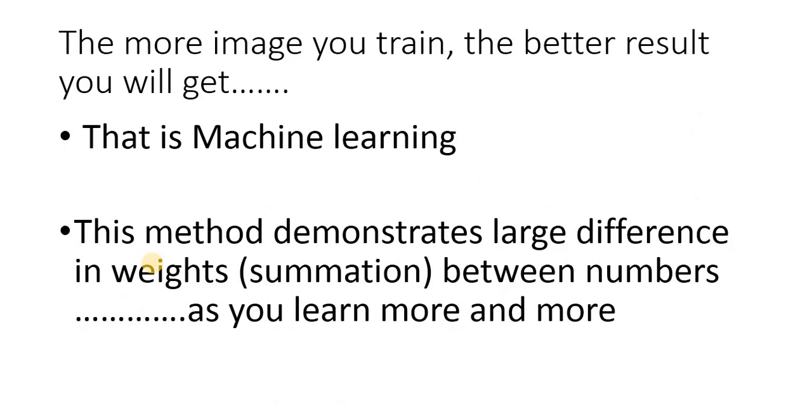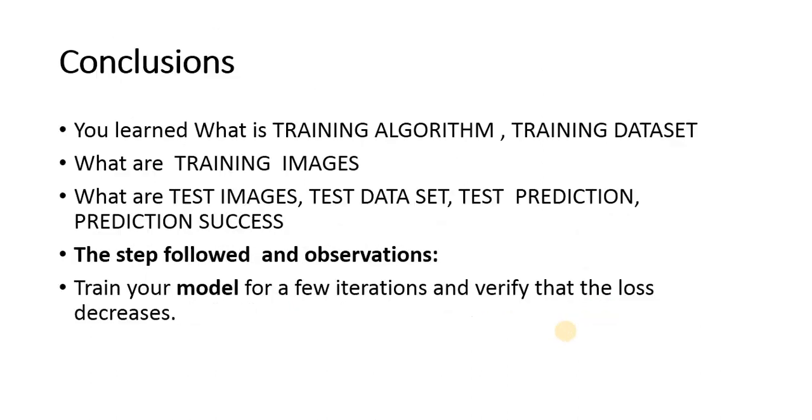And one of the most important things you learn from this: in any machine learning, unlike conventional programming, which gives some input and gets some output from a predefined programmed model, here it is some kind of brain it creates itself. The more you train, the better the result becomes. Teach a child more, and the child can predict better. Same way. So this method demonstrates a large difference in weights between numbers, and as you train more times, you will see the distance between the numbers increases, the weightage differences increase.